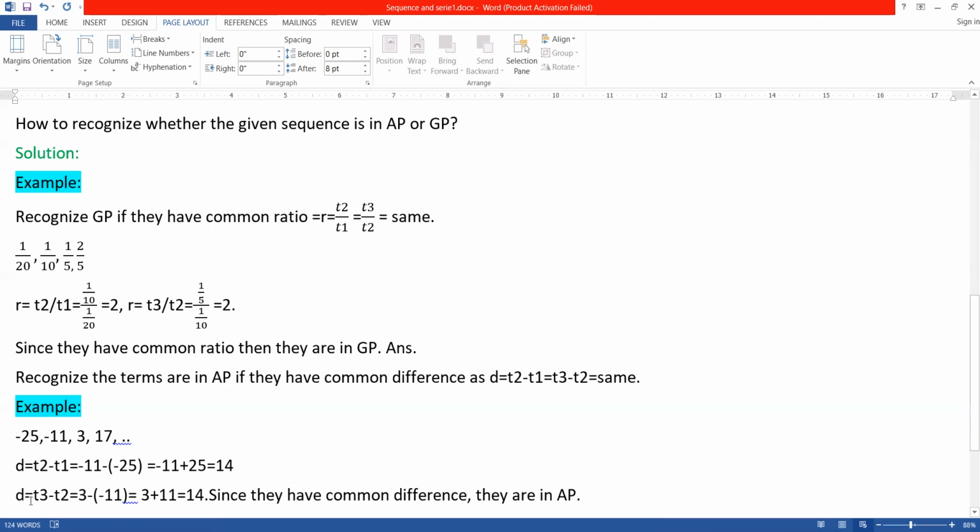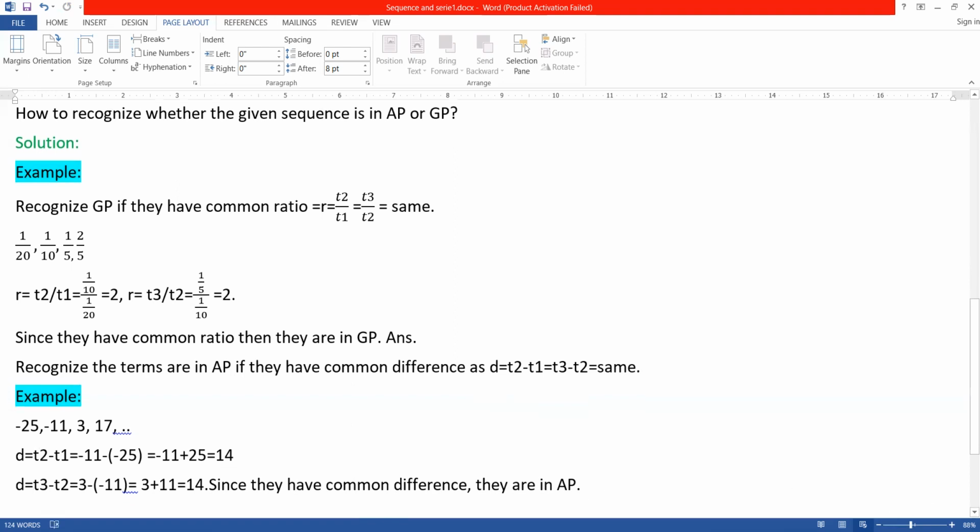Similarly, D equals T3 minus T2, which is 3 minus (minus 11), with T3 as 3 and T2 as minus 11. Substituting the values, 3 minus minus becomes plus, so it is 3 plus 11, which is 14. You get the same constant here, so you can say constant difference or common difference. Since they have a common difference, they are in AP. This is the best way to recognize whether the terms are in AP or GP.